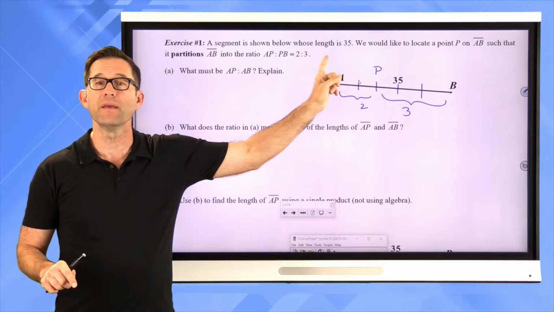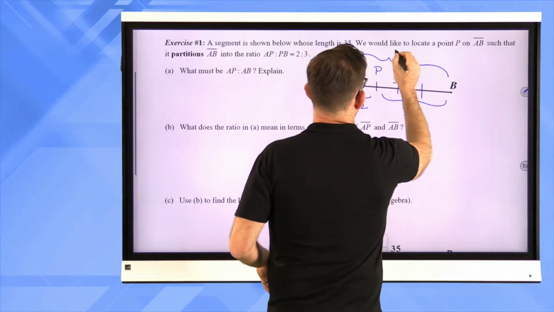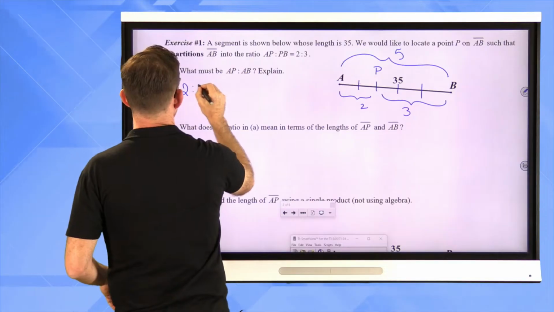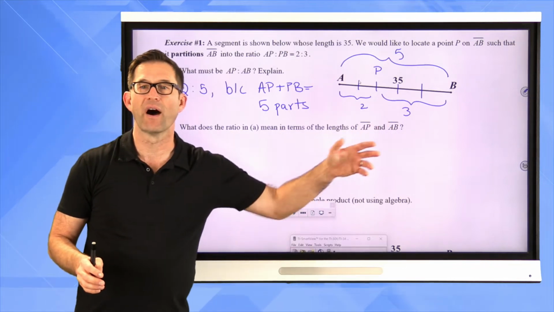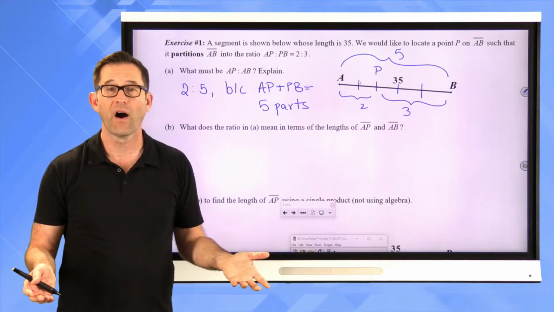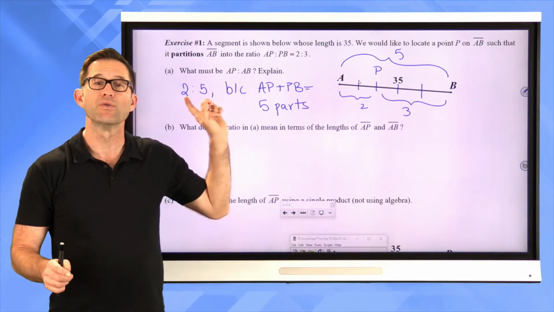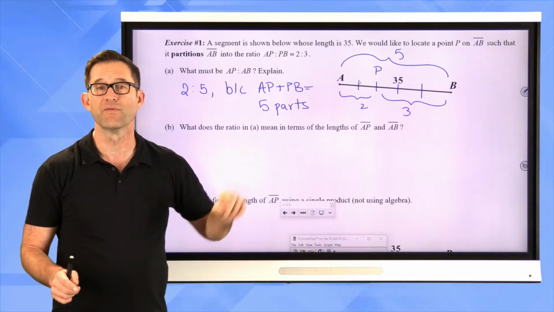All right, that's what this means, and it's really critical because then this is a piece of cake. If AP to PB is 2 to 3, then AP to AB would be 2 to 5, right? Because AP plus PB has got to be equal to 5 parts. I'm not going to say that it's equal to 5 because it's not equal to 5. The whole segment's equal to 35, so AP plus PB can't be equal to 5. But it's equal to 5 parts, so 2 of those parts fit into AP, 5 of those parts fit into AB, so it's 2 to 5.